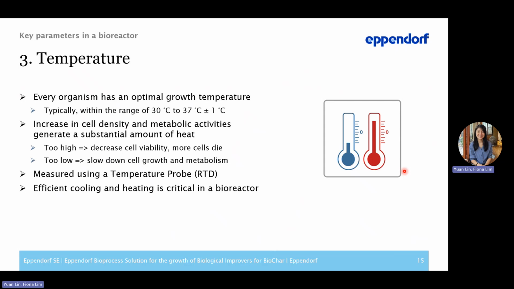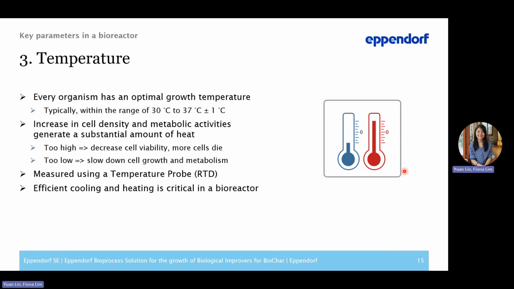right? And the third key process parameter in a bioreactor is actually the temperature. Every organism has an optimal growth temperature, just like us human beings. And typically, the growth range in a bioreactor would be between the range of 30 degrees Celsius to 37 degrees Celsius, depending on the process.